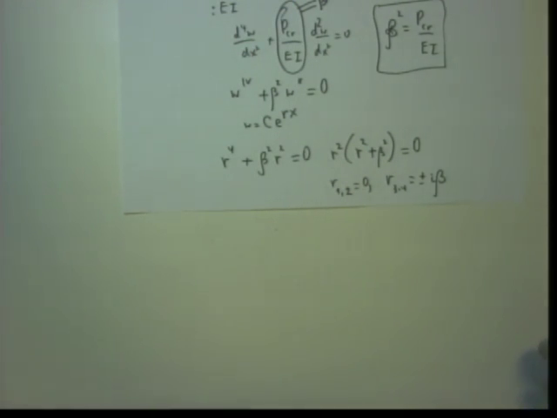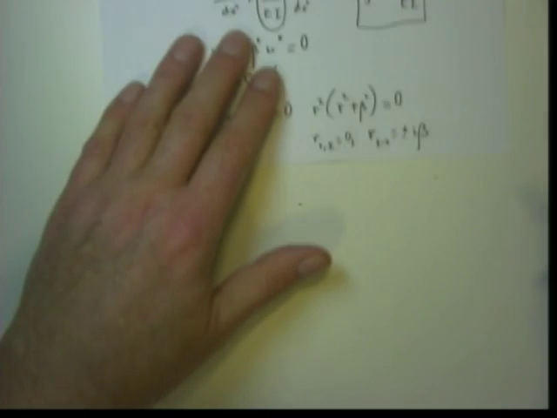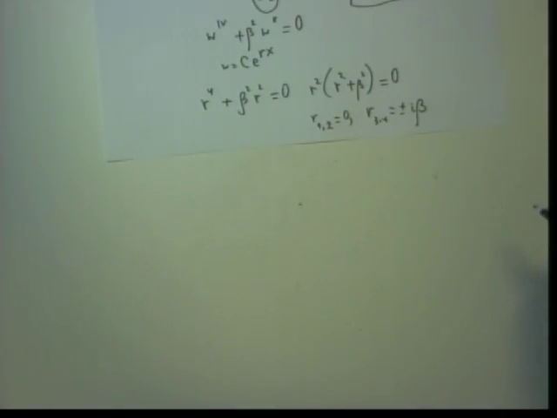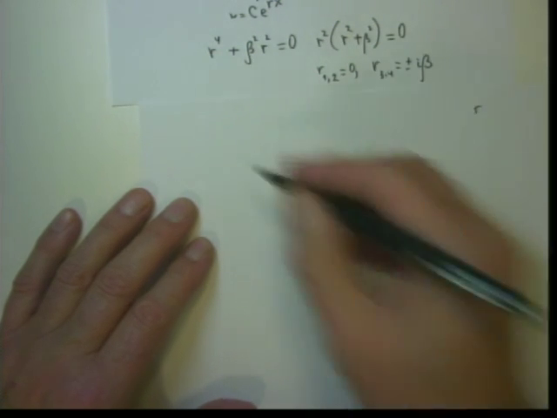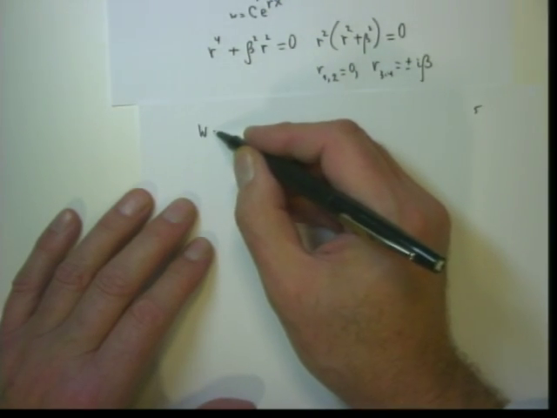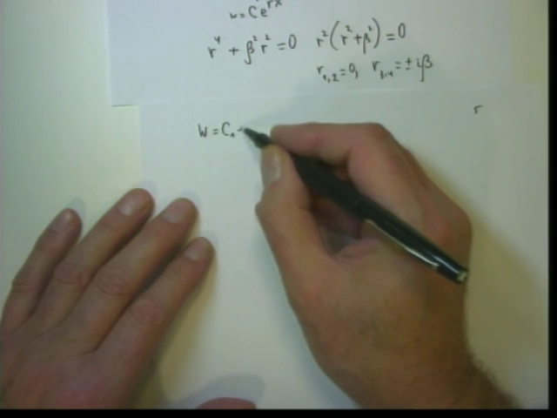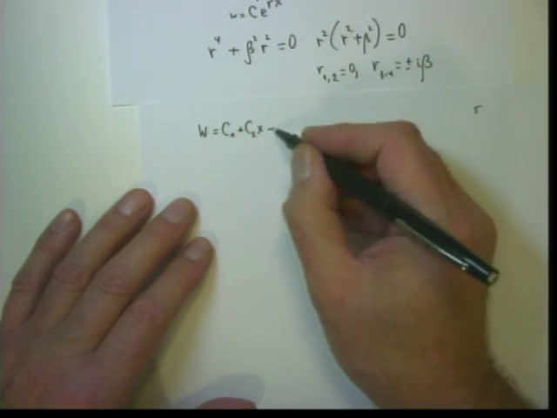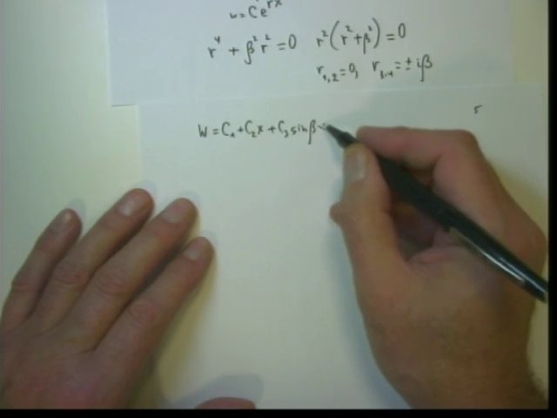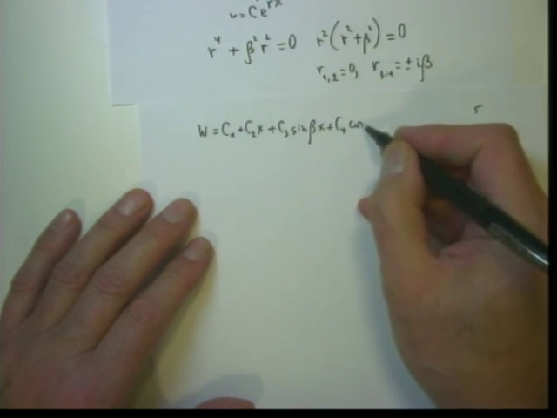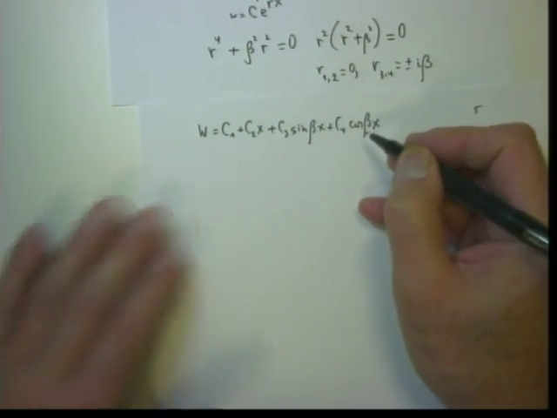Okay, then what we get is as follows. This is page 4. What we get then is as follows. W equals C1 plus C2 x plus C3 sine beta x plus C4 cosine beta x.